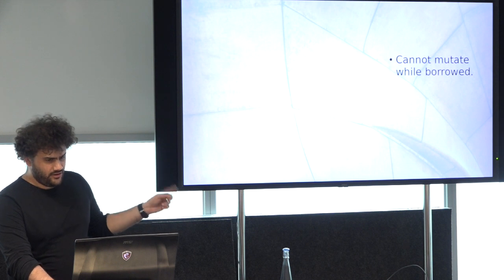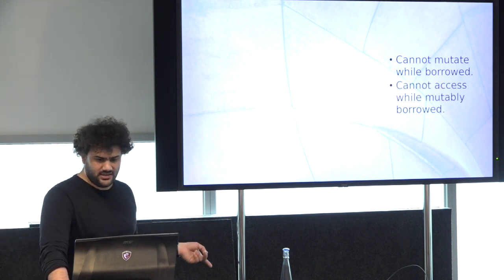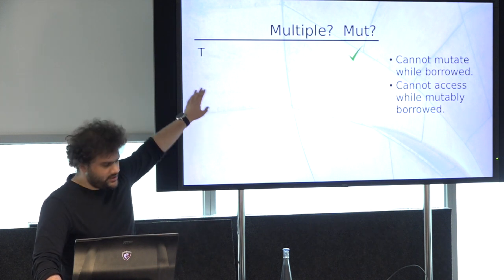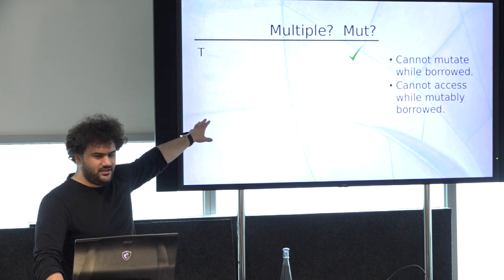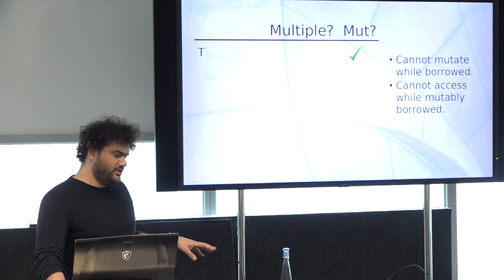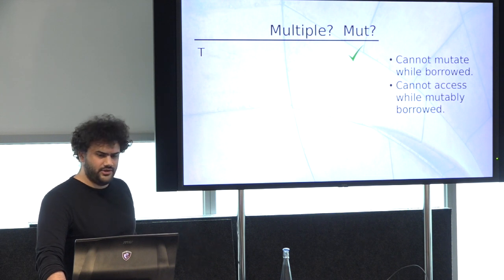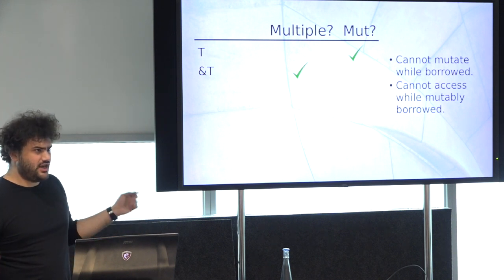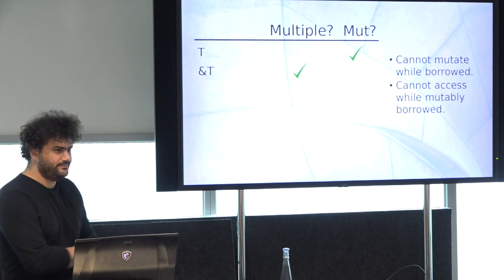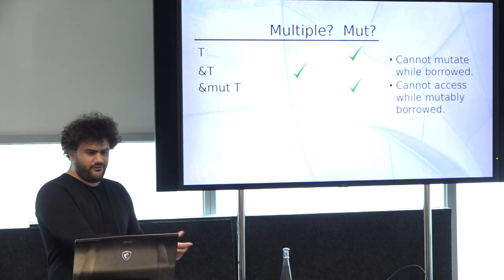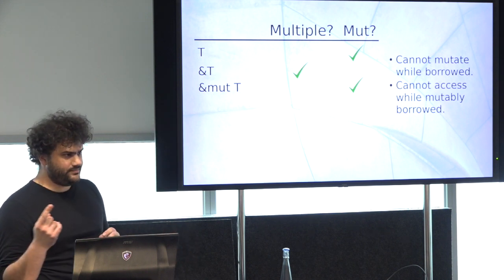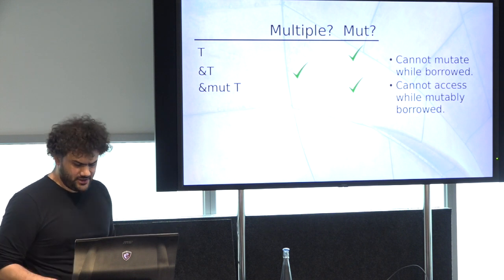So, putting everything together, what did we learn? Cannot mutate while borrowed, cannot access while mutably borrowed, which means this. If you have ownership of some data, we can mutate it, but we can't have multiple owners, right? We can only have one owner. If we have a reference to some data, you can have multiple references. They are immutable, that's fine, but you cannot change it. And if you have a mutable reference to something, you can only have one, and you can change it, obviously.